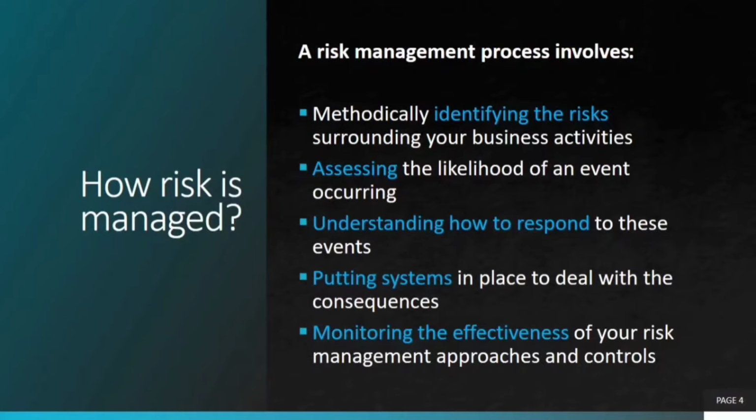Now, how is risk managed? This is an important topic. The risk management process involves 5 steps and they are listed here. Let's see. The first one is identifying the risks surrounding your business activities, which means the entity should identify the various risks that they will have to face in the future.